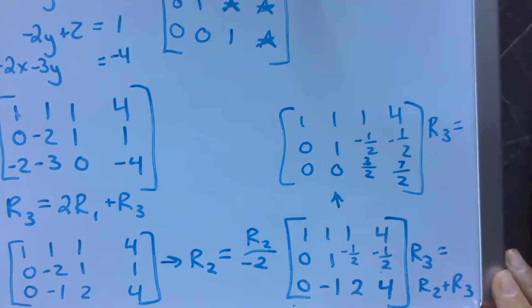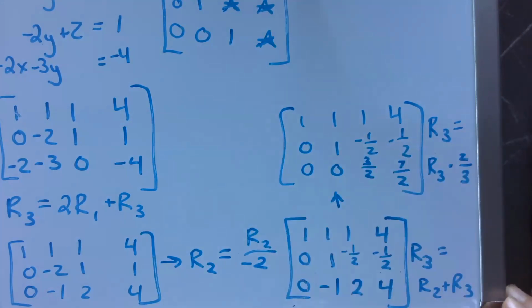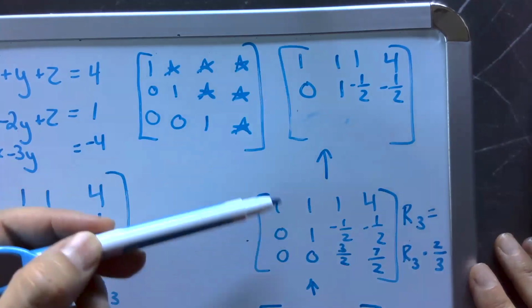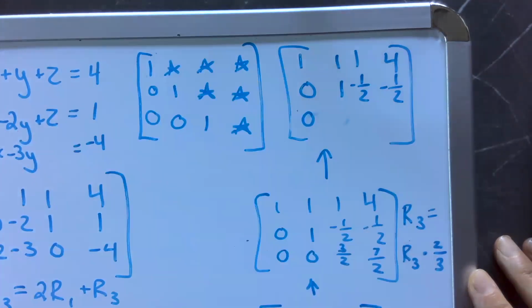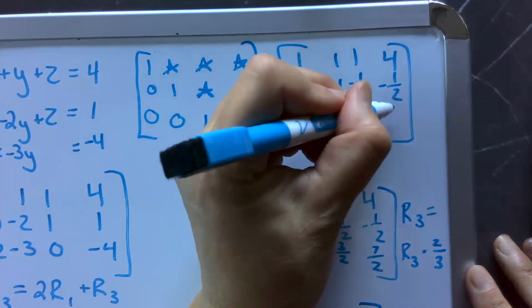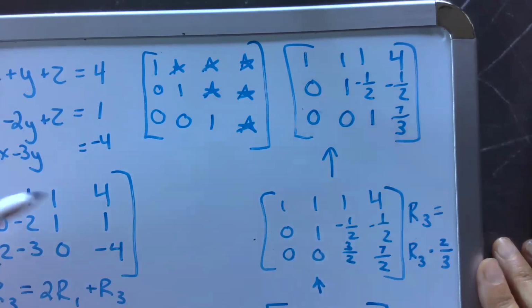So we're going to create our new row 3 by, now I chose to write it as multiplying by the reciprocal. So I'm going to multiply by 2/3. You could divide by 3/2, same thing. So let's create our matrix. Okay, so there's row 1 and row 2, the same as they were. And now let's follow our own directions. 0 times 2/3 is 0. 0 times 2/3 is 0. 3/2 times 2/3 is the 1 we were looking for. And 7/2 times 2/3, those 2's cancel and we're left with 7/3.